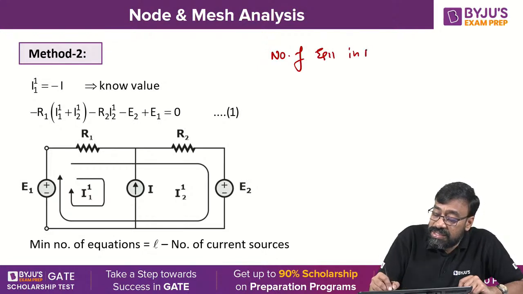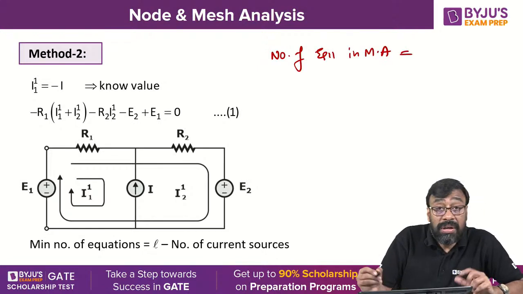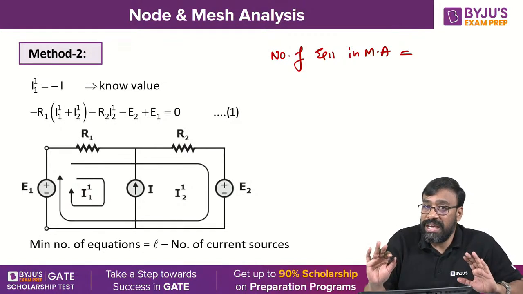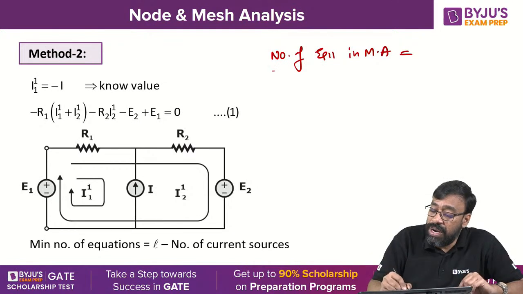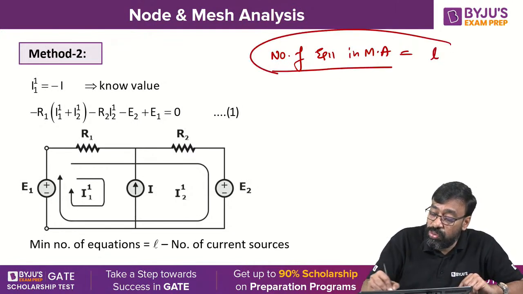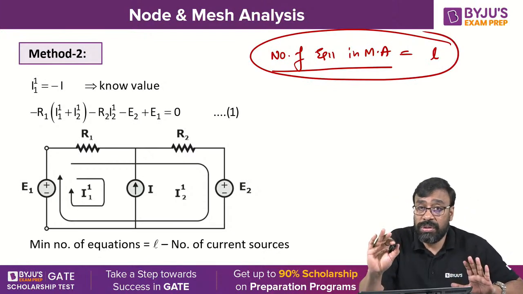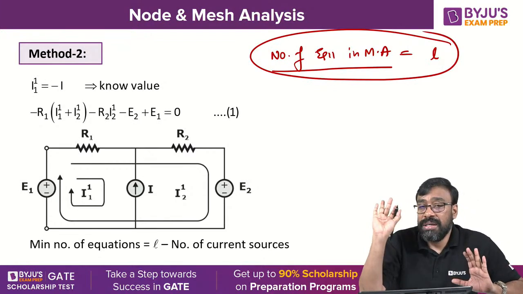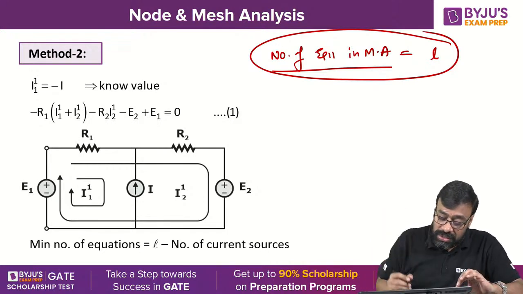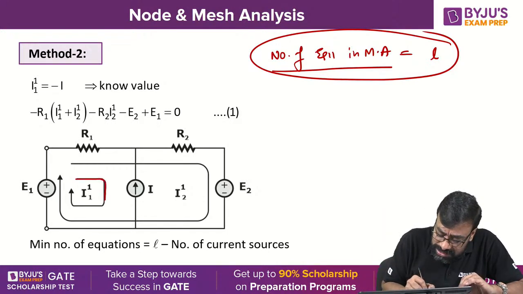The number of equations required in mesh analysis, this is a one mark question, so be careful. The question may come in any direction, we do not know. Concepts must be very clear in competitive exams. The number of equations in mesh analysis must be equal to the number of fundamental loops. This is what we must remember all the time. But sometimes this condition fails. Look at this particular example. Suppose I select the loop currents like this.